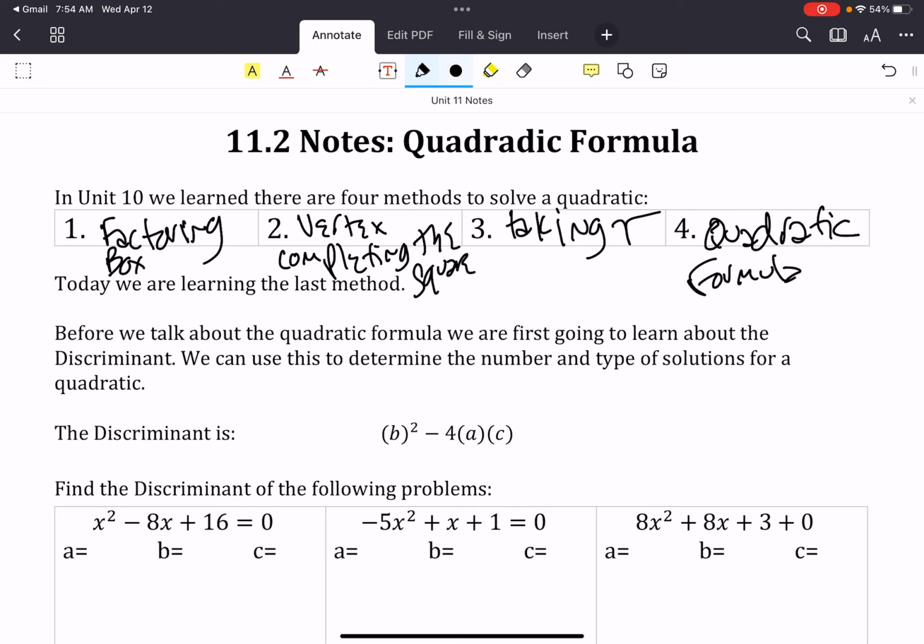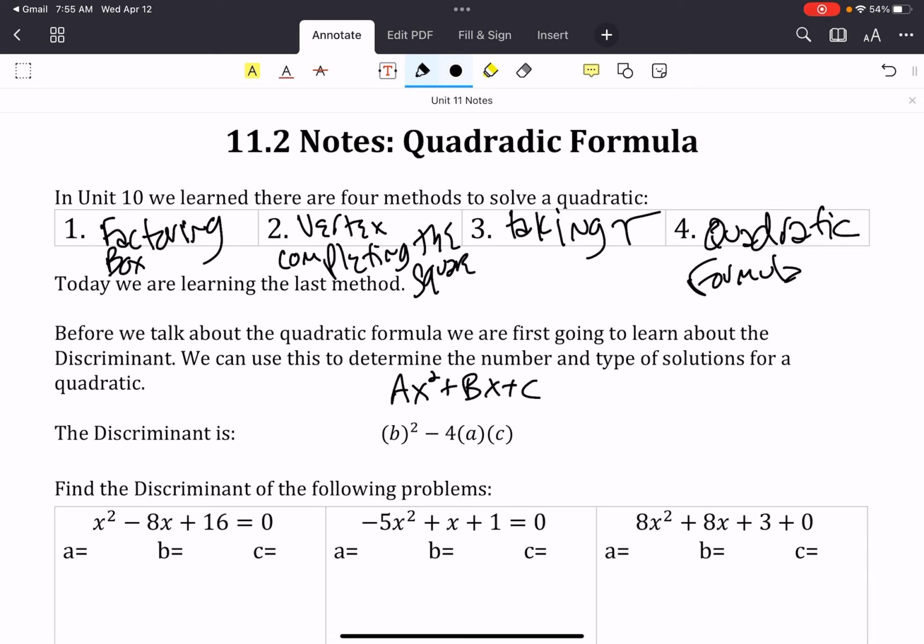Okay, before we finish it out, we're going to use what's called the discriminant, okay? If you have a hard time with your multiplying, especially with negatives, you're going to want your graphing calculator today, okay? So remember, in standard form, we have our ax squared plus bx plus c.